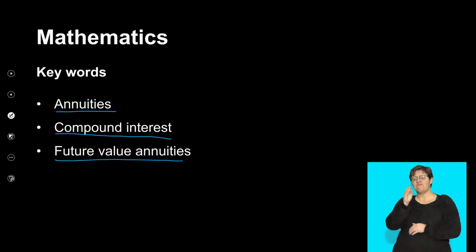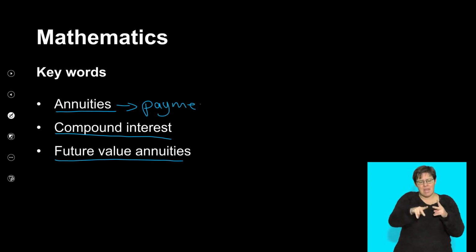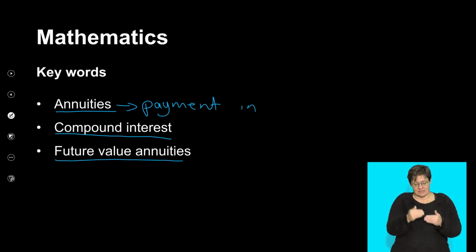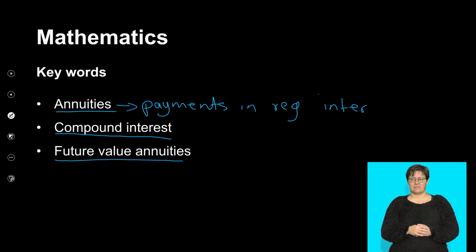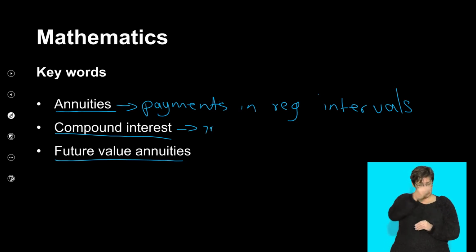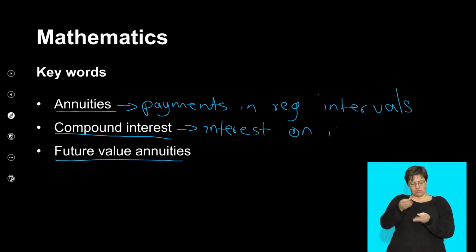and then you also need to work with the future value annuity. Remember, annuities, these are payments that are made in regular intervals, right? Payments in regular intervals. And then when you talk about the compound interest, this is normally interest on interest, right? Interest on interest.